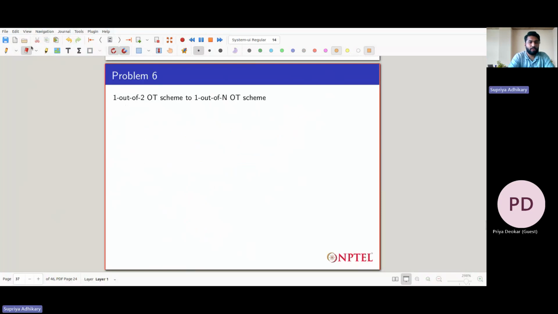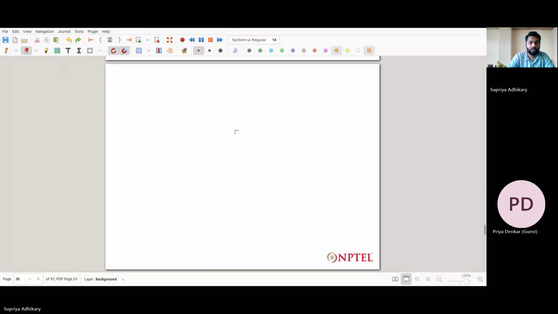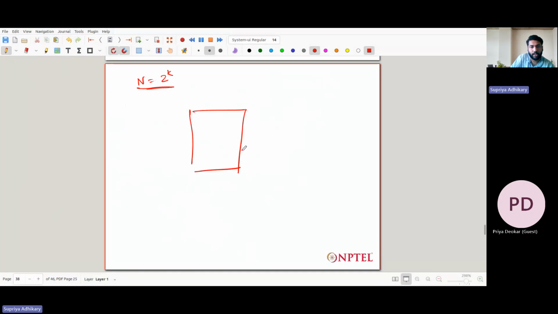Now for simplicity, first we just consider n is equal to 2 to the k. That means n is of this form. Then we can write any number. So basically, 1 out of n oblivious transfer is supposed to be something like this.